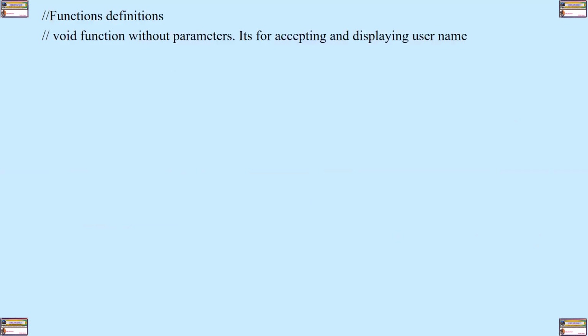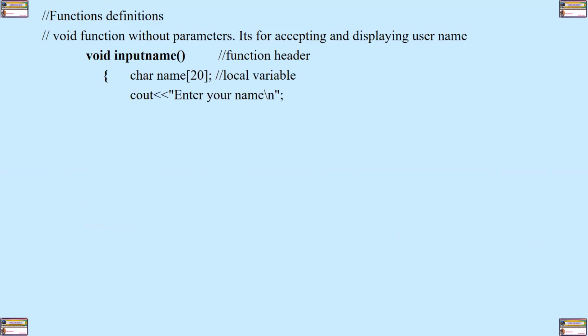So now what we are doing is to define the functions. The first one is a void function without parameters. It is accepting and displaying the username. So this is now the full function.